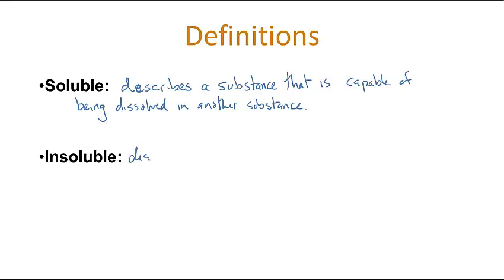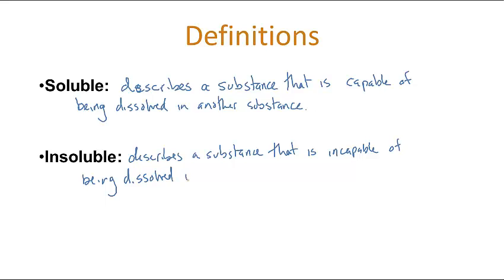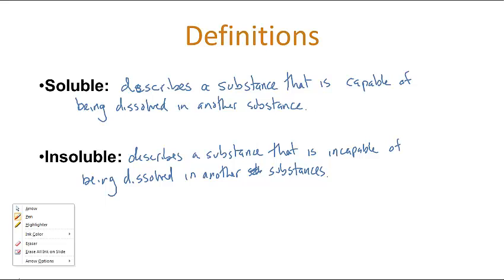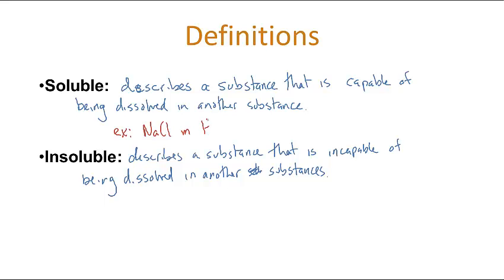Insoluble describes a substance that is incapable of being dissolved in another substance. Sorry, my handwriting is really bad. I've been doing a bunch of these lectures today. All right, so let's do examples. An example here is NaCl in H2O. And an example here would be oil in water.